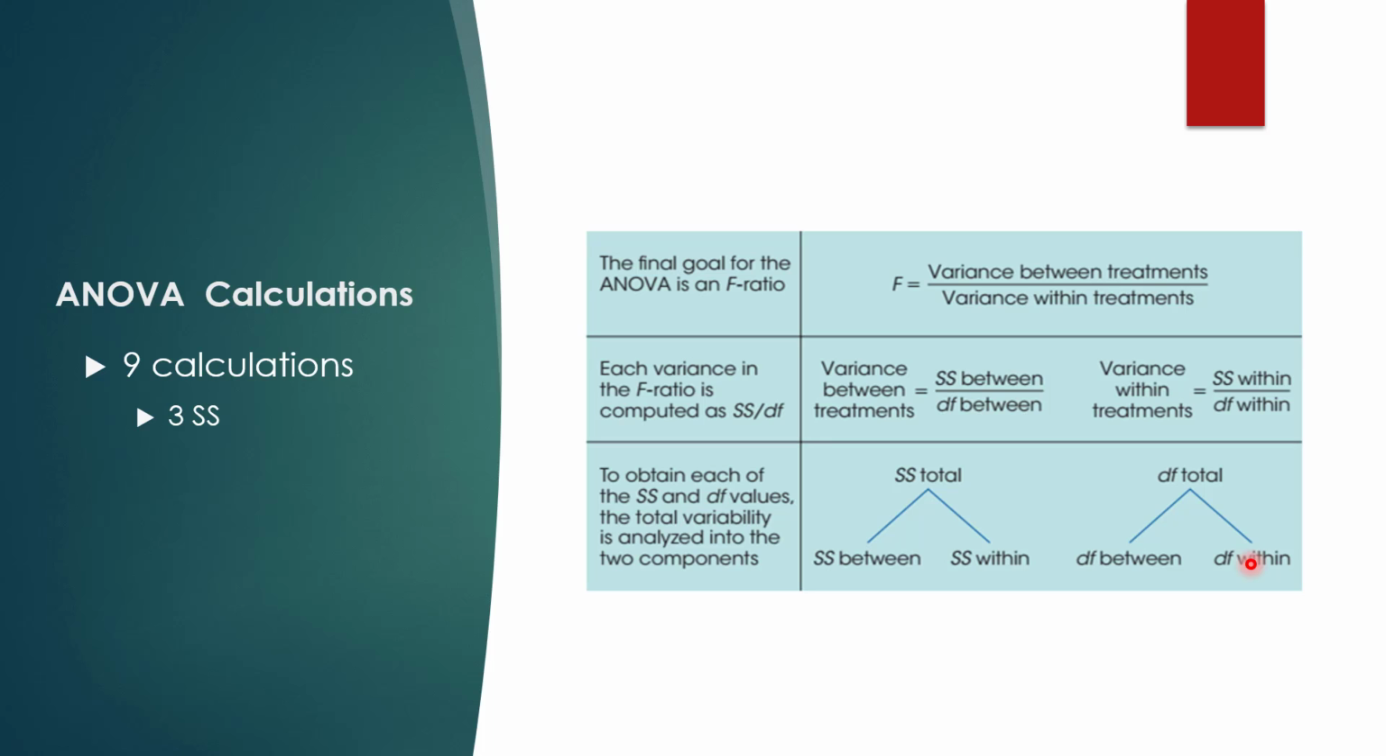So we start off with 3 sum of squared deviations formulas: total, between, and within. And I'll show you some different ways in this video of how to calculate those. We have our 3 degrees of freedom formulas. We have 2 variance formulas. And we have 1 F ratio.